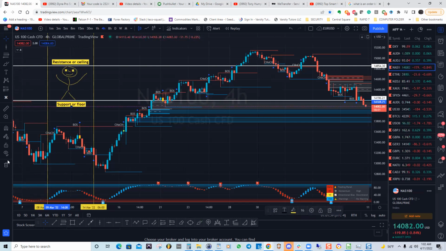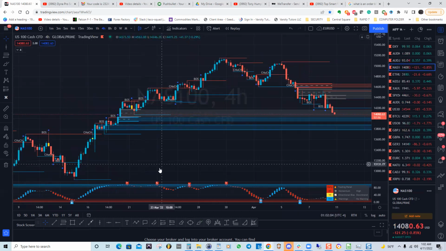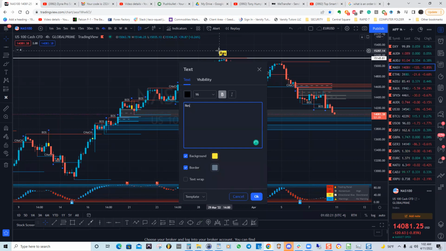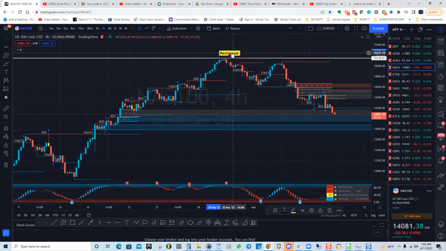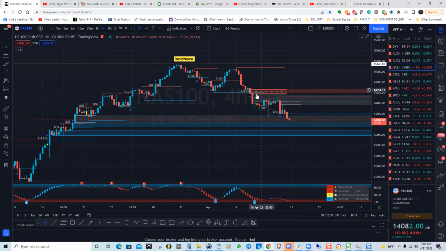So let me go ahead and delete all this off here, and let's go over the fair value gap. I told you the fair value gap was like support and resistance. So we can come up here and put a line to denote resistance. Remember, I'm on the 4-hour time frame. So these fair value gaps will be these areas right in here. They're like resistance zones in a way.